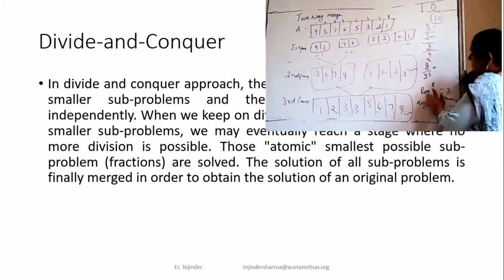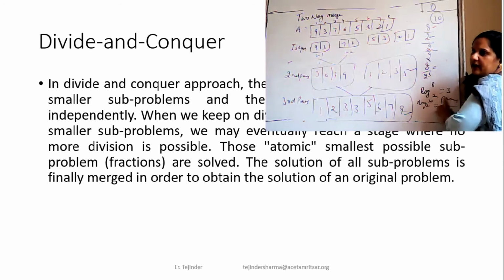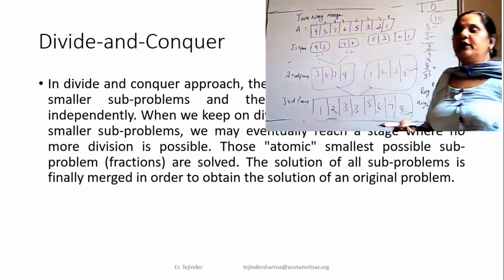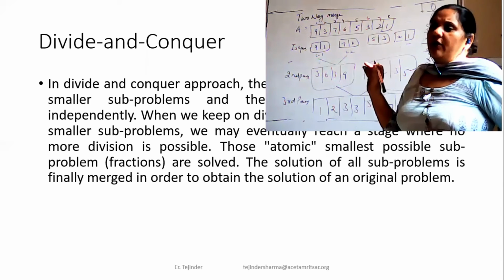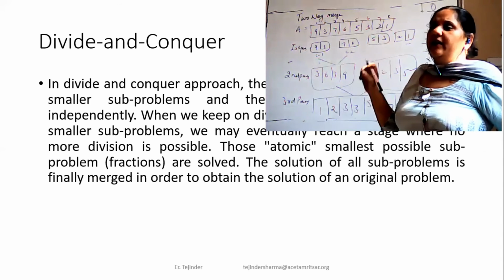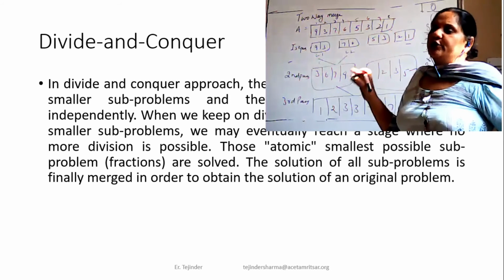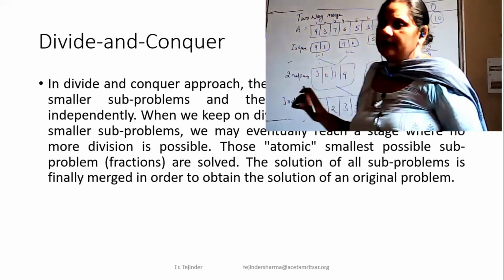And log 8 base 2, you will get 3. That means for n elements, when you take the log of that, you will get the number of passes required to perform the sorting and merging on the given list of elements.